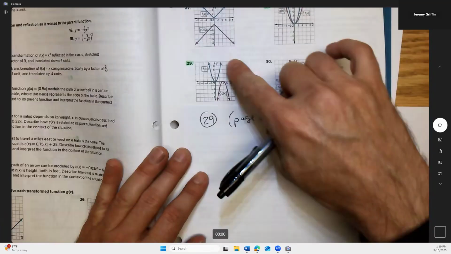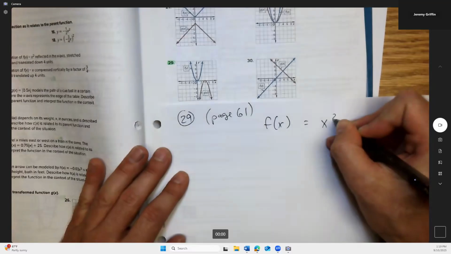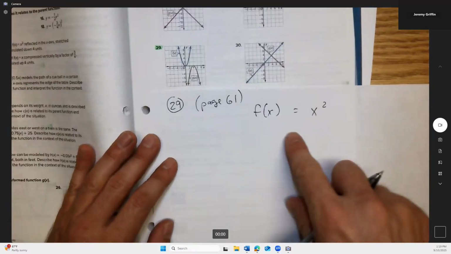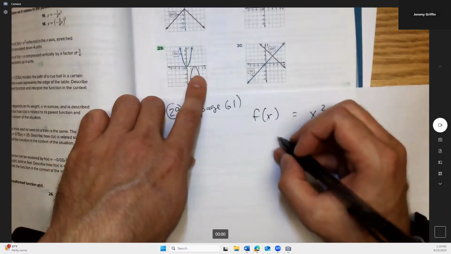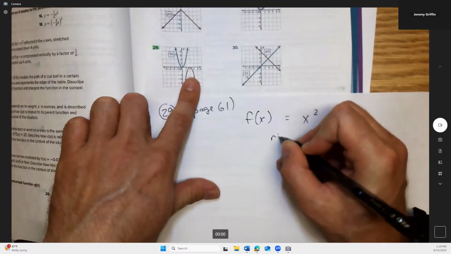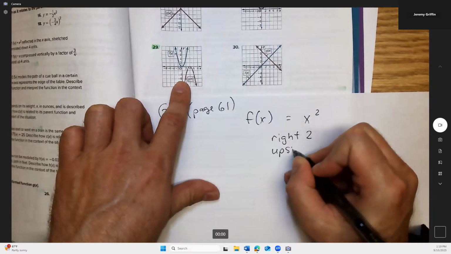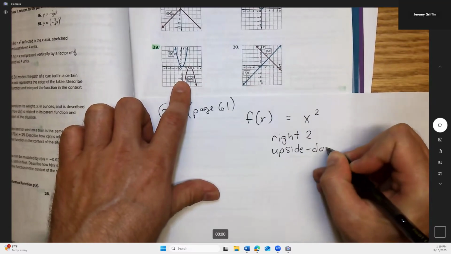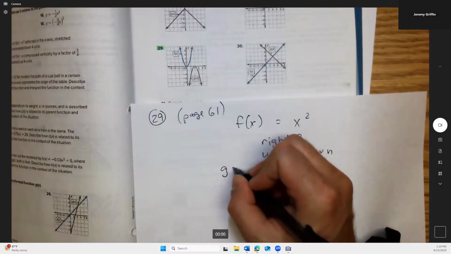So how do you go from f of x, the parent function? We're just back to plain x squared, which we've been using for most of the examples today. This looks like two things. I need to shift right 2, and also make it upside down. Those two transformations. So I'll call that g of x.